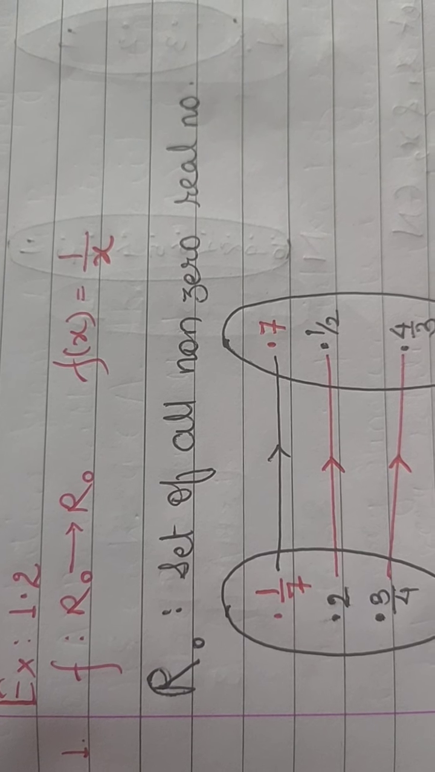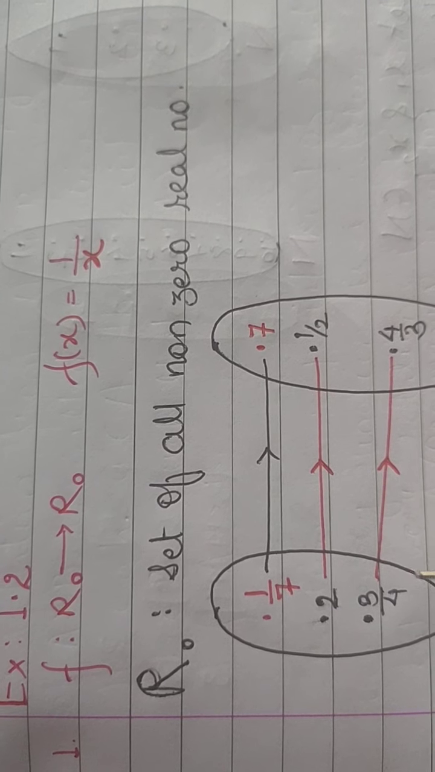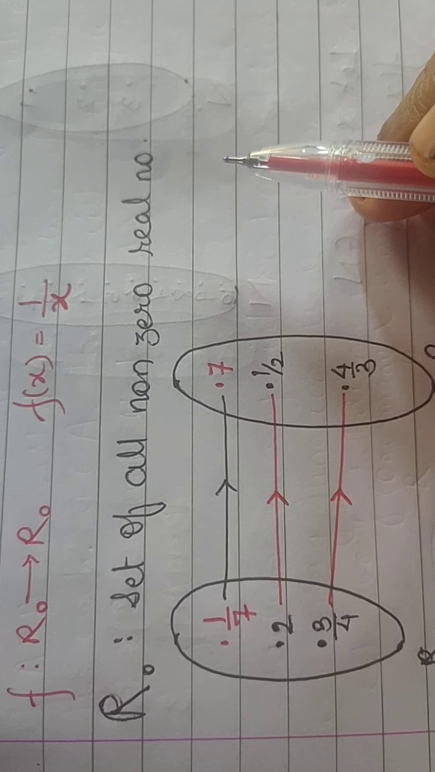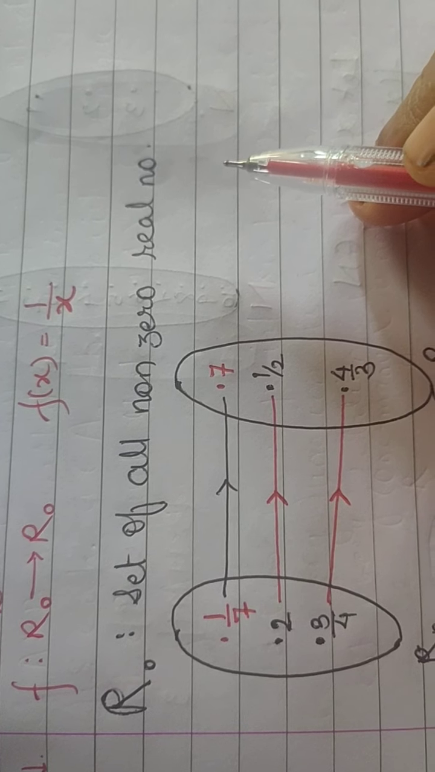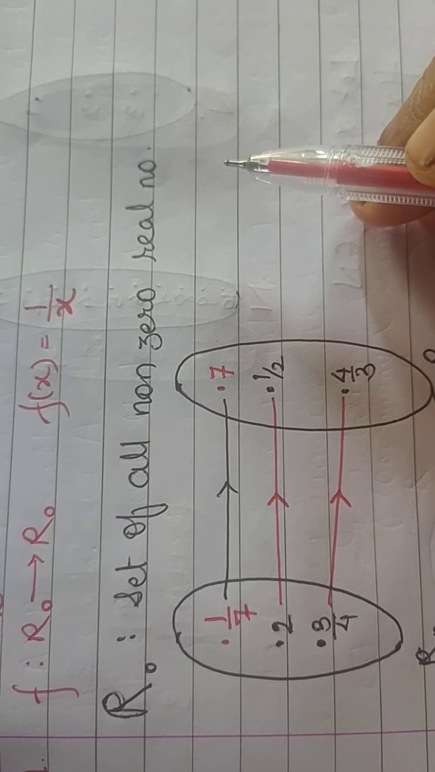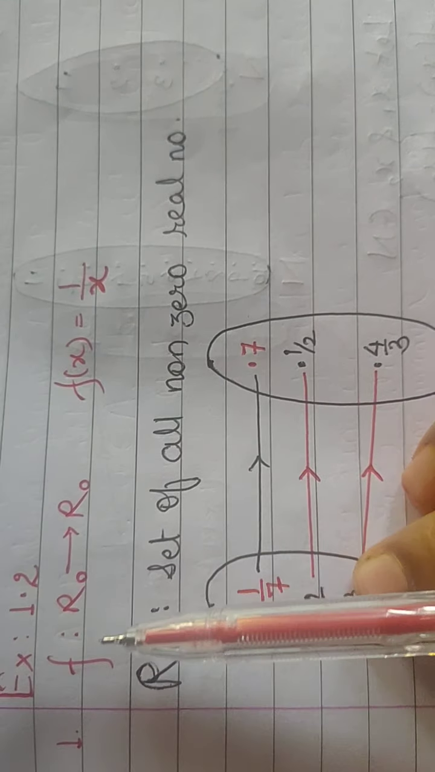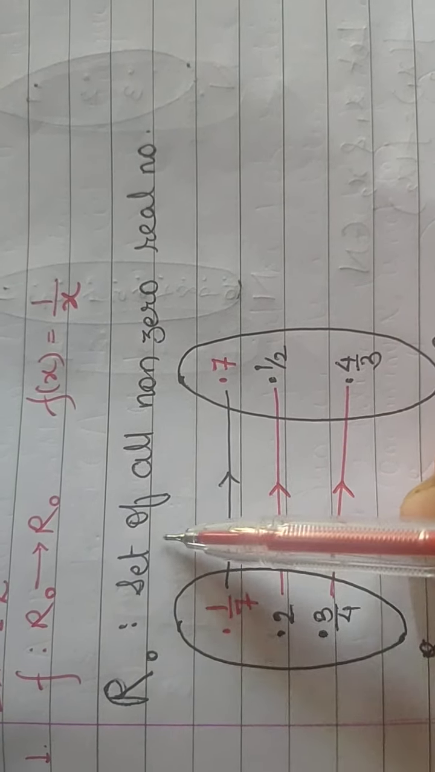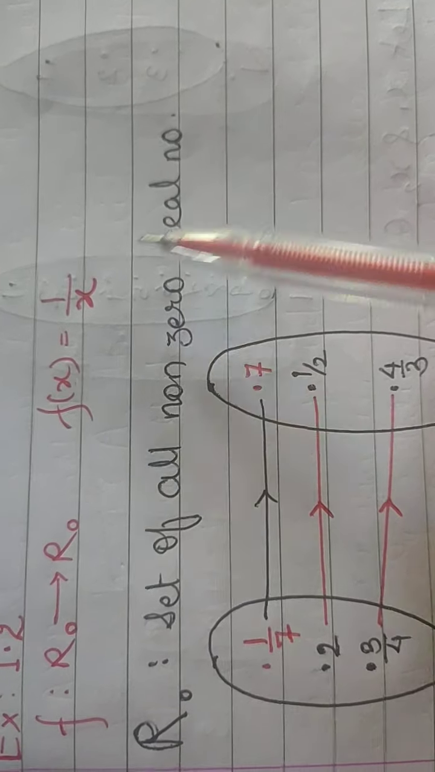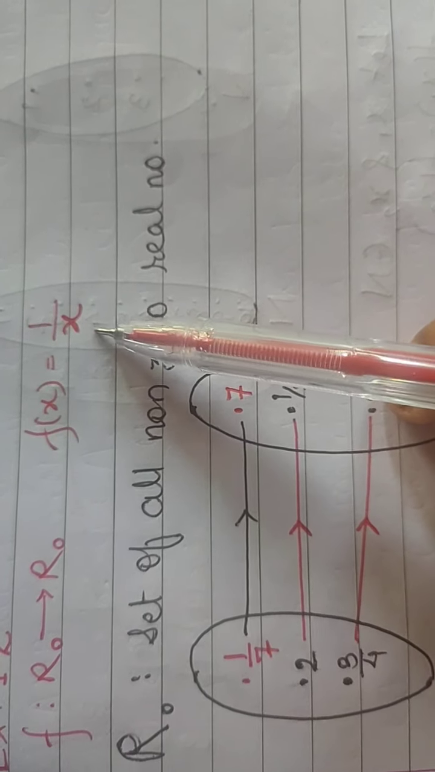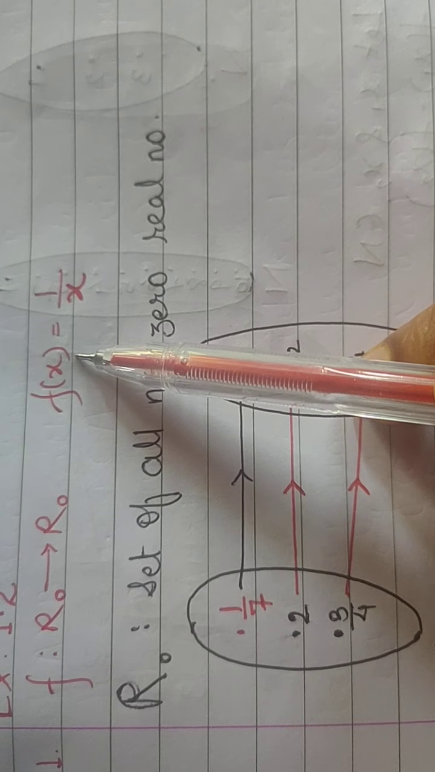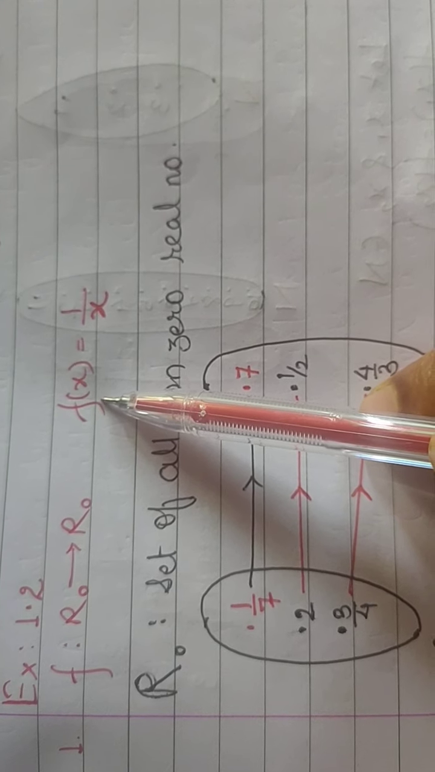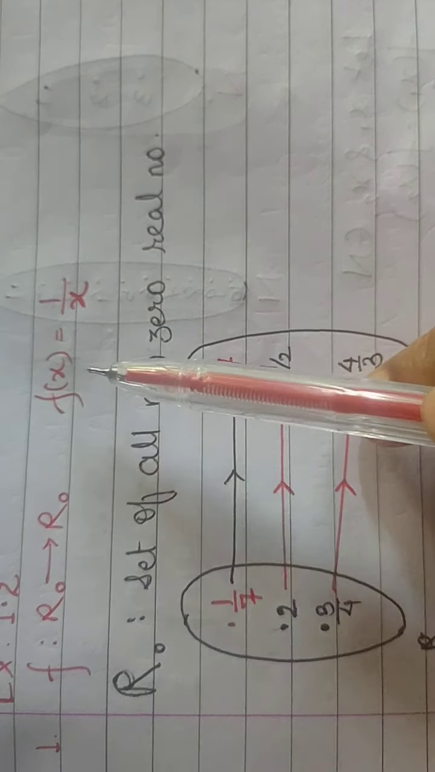Today, let us discuss some questions of bijective functions. Here we have to check some examples. We have to check whether the given function is injective, surjective, and whether it is bijective or not. Here the function is defined from R0 to R0, where R0 is the set of all non-zero real numbers, and f of x is equal to 1 by x, the reciprocal function. Let us check whether it is injective, surjective and bijective or not.